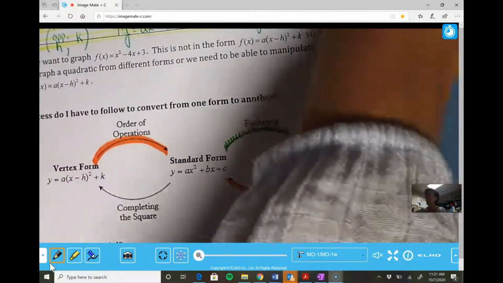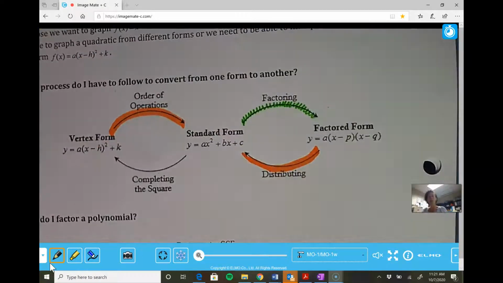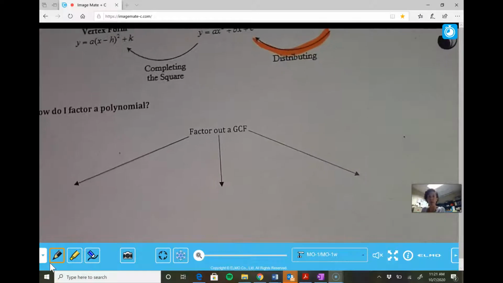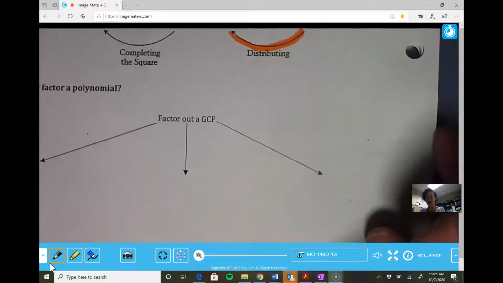You learned this one way in Algebra 1, and I'm going to be showing you a different way in Algebra 2. It's a little bit faster, and I know we all like a little bit faster. So hopefully this makes sense. So before we do that, let's just talk about how you factor a polynomial. Again, I'm back on page 8.